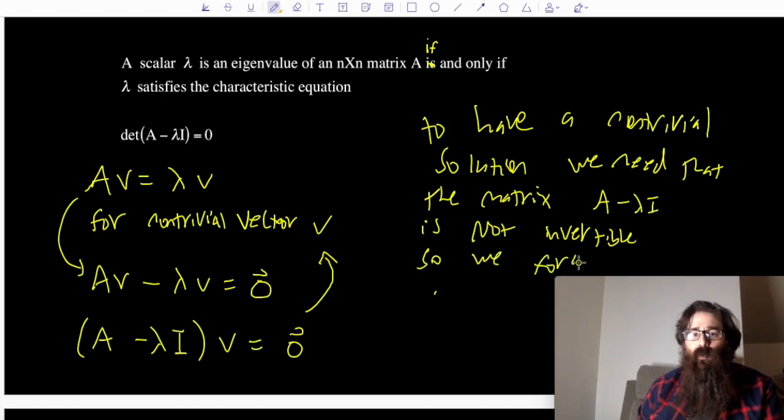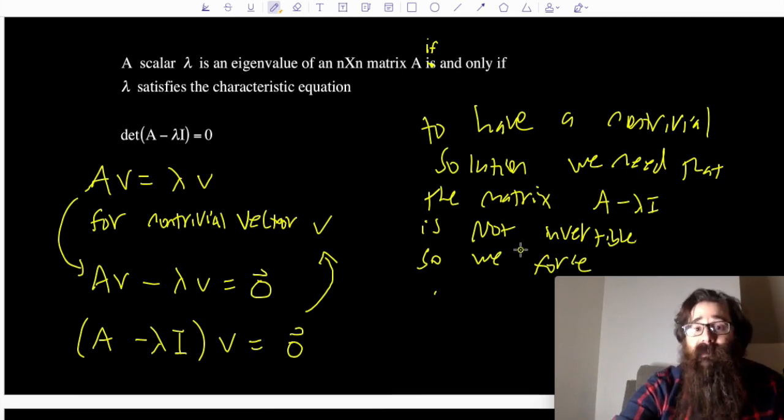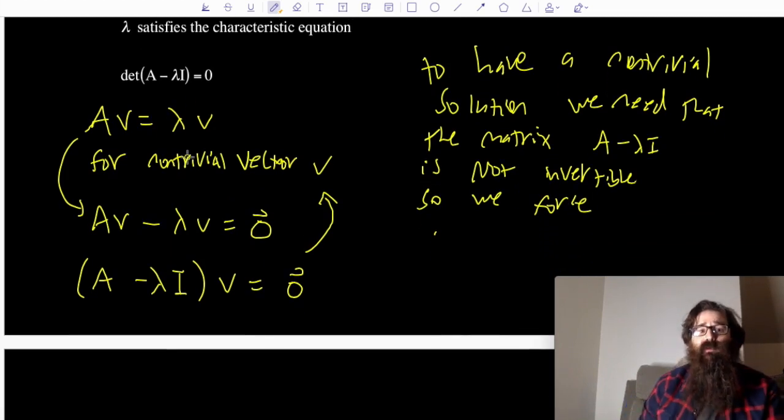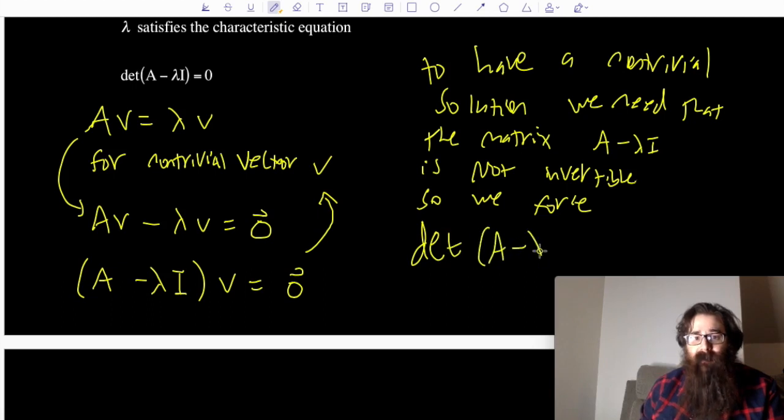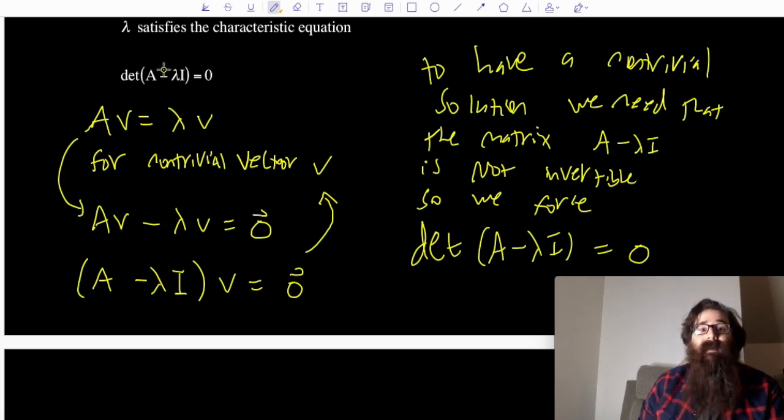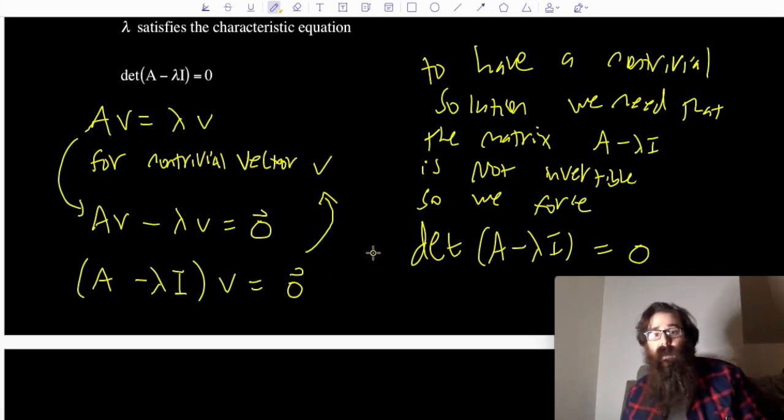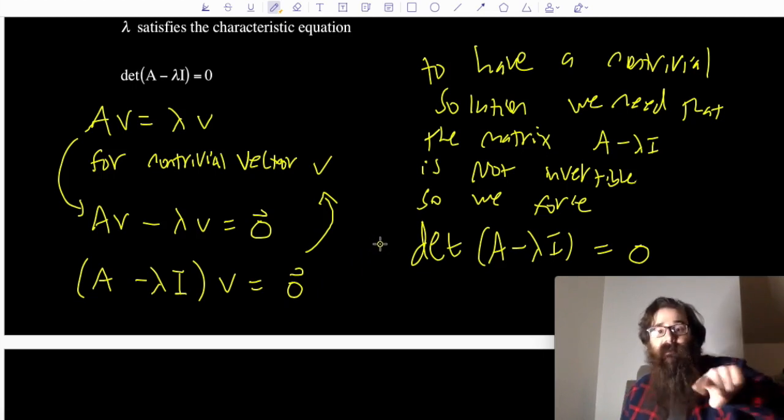So we force the determinant of A minus lambda I to be equal to 0, making this matrix A minus lambda I non-invertible, giving us our non-trivial solutions, trying to coax them out, saying, hey, give me the non-trivial solutions. I'm going to get them. I'm going to make the determinant 0. That's going to do what I need it to do.